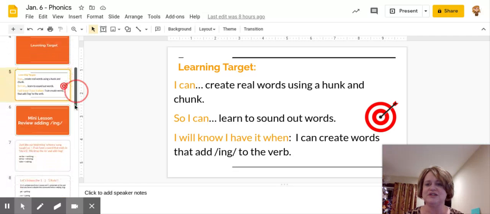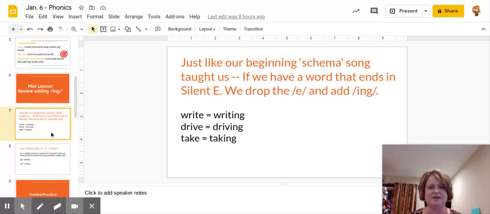So today, again, just a review of what we have been talking about. Just like our beginning schema song taught us, we have words that end in silent E. So this is just our practice that we talked about on Monday. When a word ends in silent E, so that is bossy E at the end, you drop the E and add ing. If a word ends in silent E, we drop the E and add ing. So make sure you remember whenever there's ing at the end, you're going to drop that E, add ing.